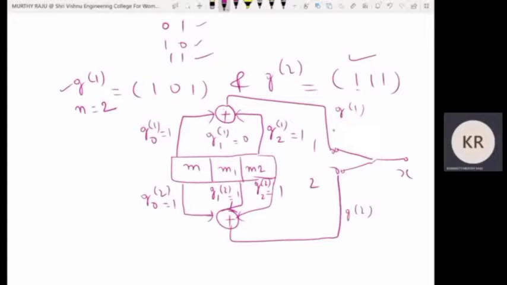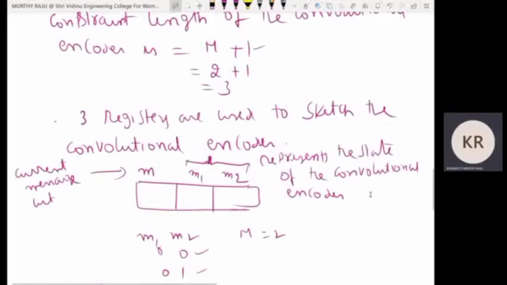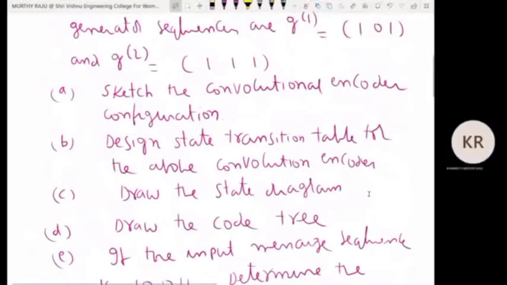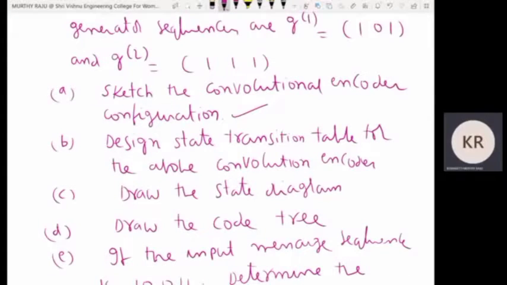Output of the first modulo 2 adder is X1. Output of the second modulo 2 adder is X2. This is the complete design circuit of that convolutional encoder. The convolutional encoder configuration is completed. Next one, state transition table design.